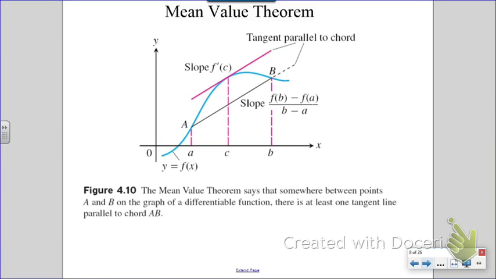Here's a representation of what we're looking for. The slope of the tangent line, the line marked in pink, is equal to the slope of the secant line, the line marked in black. Where those two have the same slope and are parallel is the value we're going to be looking for.